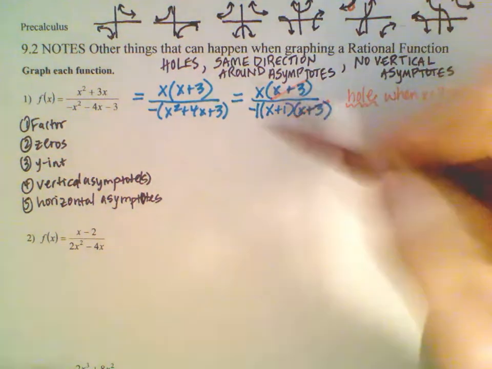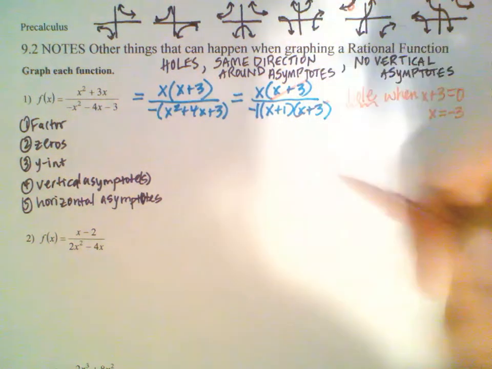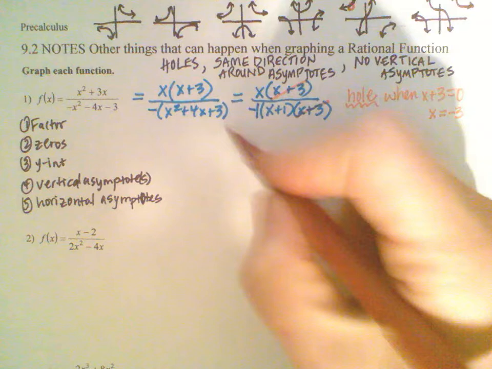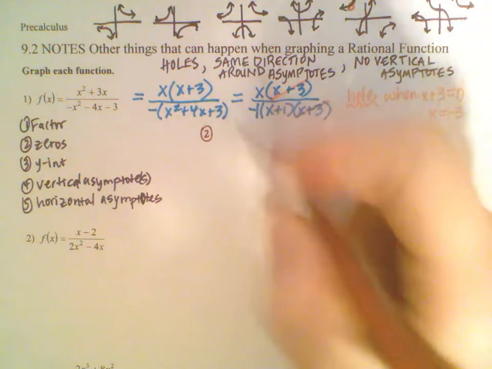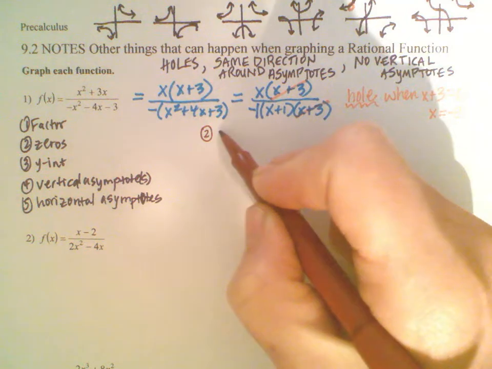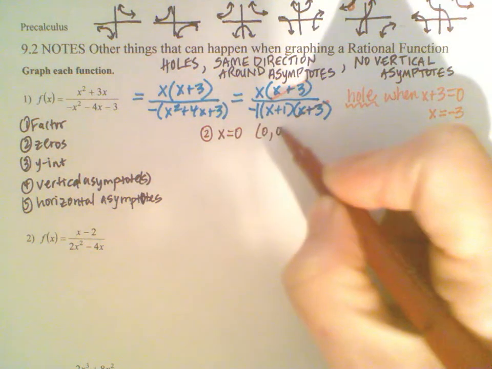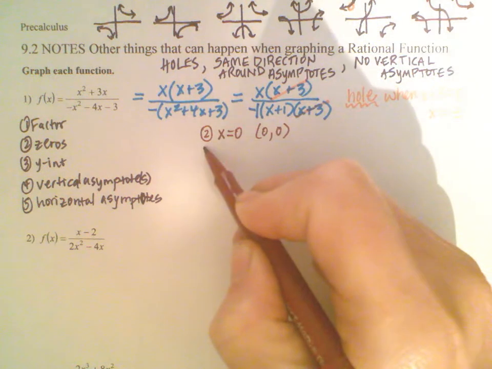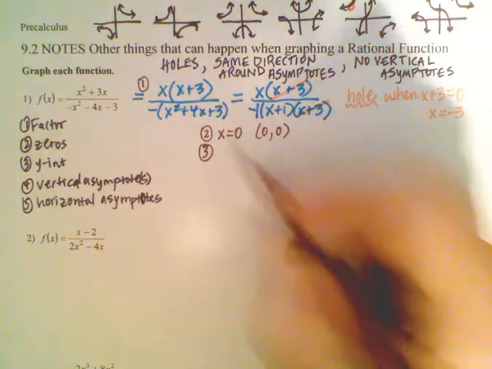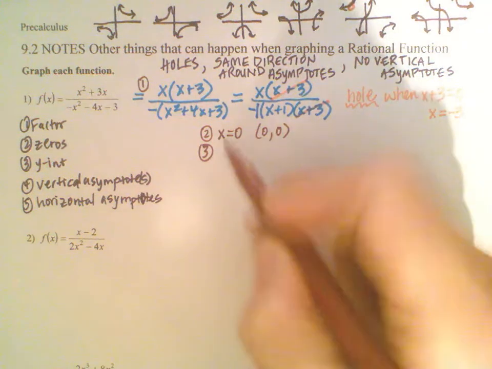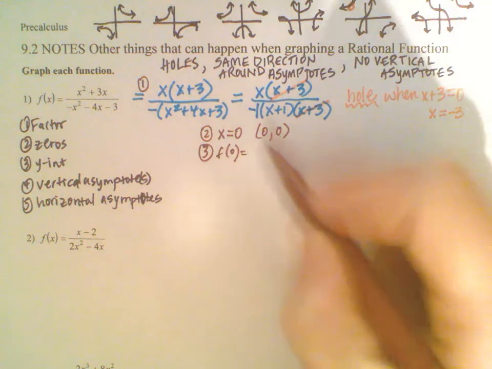Now I'm going to take the rest of this graph and I'm going to do just like I did yesterday, where I'm going to find the zeros. The zeros happen, so the second step is when the numerator equals 0, so x equals 0, and then that's at 0, 0. And then the third step here, this was the first step, factoring. The third step is the y-intercept. That is when I find f of 0. That means I replace all of my x's with 0.